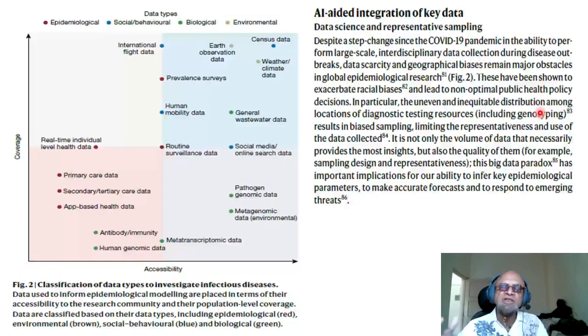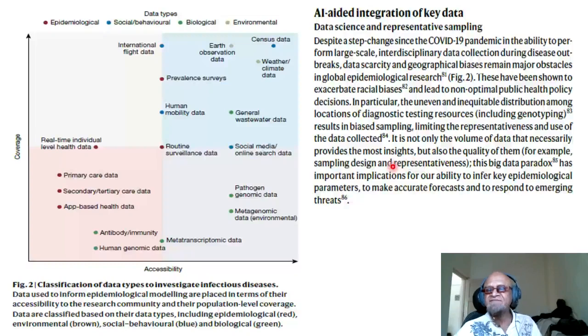Who gets coverage, who gets monitored, who gets help, healthcare, safety, etc. depends, unfortunately, on things like caste, color, race, etc. And these obviously can affect everybody's vulnerability because nobody is immune when you have a highly contagious disease going around. In particular, the uneven and inequitable distribution among locations of diagnostic testing resources, including genotyping, results in biased sampling, limiting the representativeness and use of the data collected.